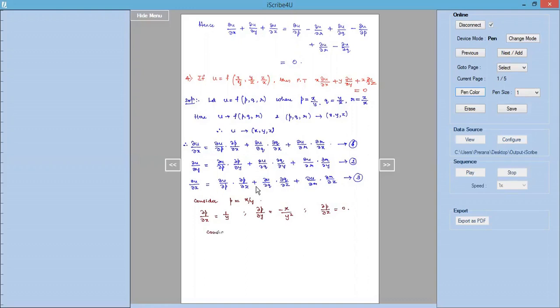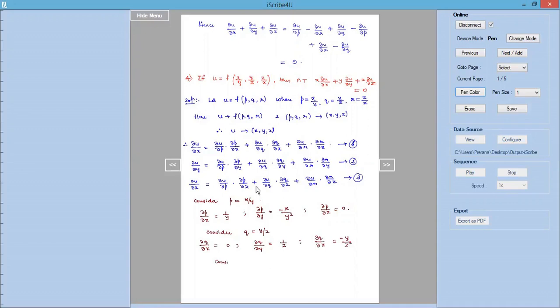Now we consider q in the same manner. So q is given as y/z. So we'll find ∂q/∂x, which is 0. ∂q/∂y gives us 1/z. And ∂q/∂z gives us, with y constant, differentiation of 1/z is −1/z².